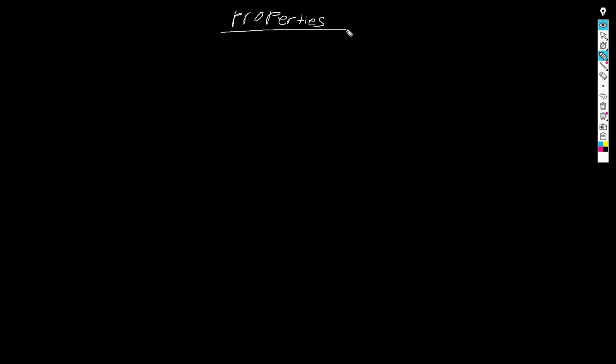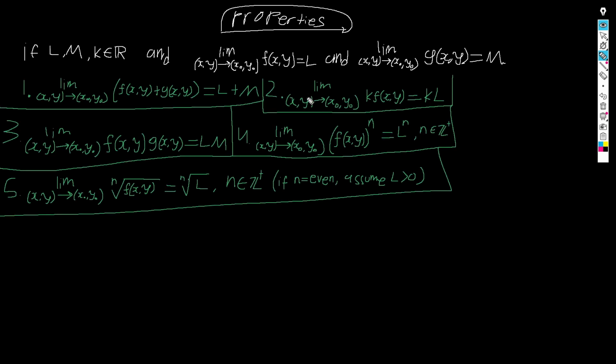Now we move on to the properties of the limits of multivariable functions. These are the 5 main properties of limits of 2 variables, which is just the same as one variable. We have that the limit of the sum of 2 functions is just the sum of their limits, and the limit of a constant multiple of a function is just that constant multiple times its limit, and that the limit of the product of 2 functions is just the product of their limits.